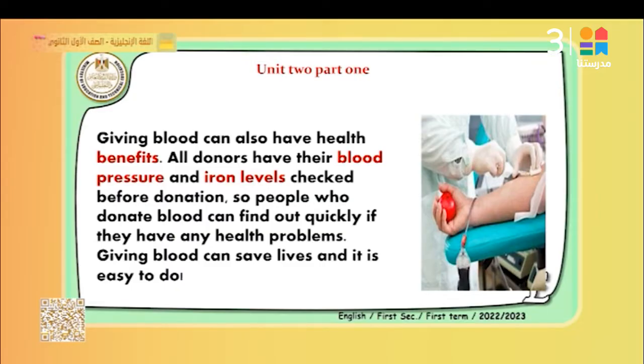All donors have their blood pressure and iron level checked. When we go and donate blood, they check our blood pressure and iron level. So people who donate blood can find out quickly if they have any health problem. Giving blood can save lives and it's easy to do. So why don't we donate blood? It's easy to do, it saves people's lives and it's important for our health because we will have our blood pressure checked.